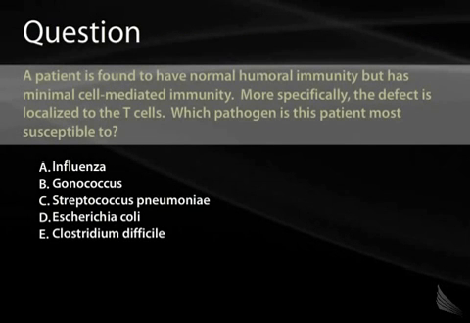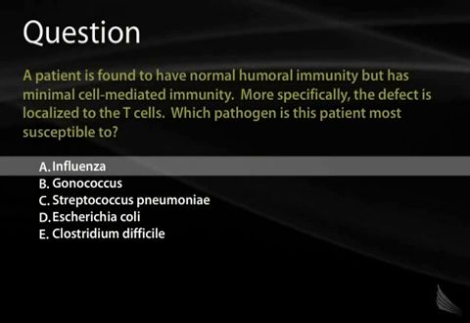So another question here. A patient is found to have normal humoral immunity but has minimal cell-mediated immunity. More specifically, the defect is localized to the T cells. Which pathogen is this patient most susceptible to? A. Influenza, B. Gonococcus, C. Streptococcus pneumoniae, D. E. coli, or E. Clostridium difficile?